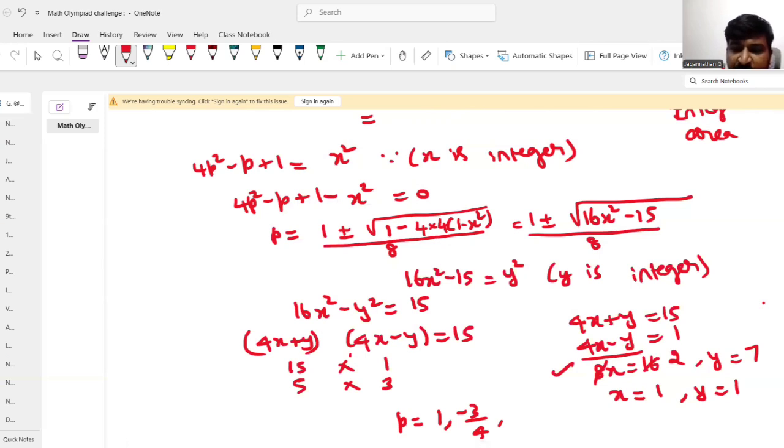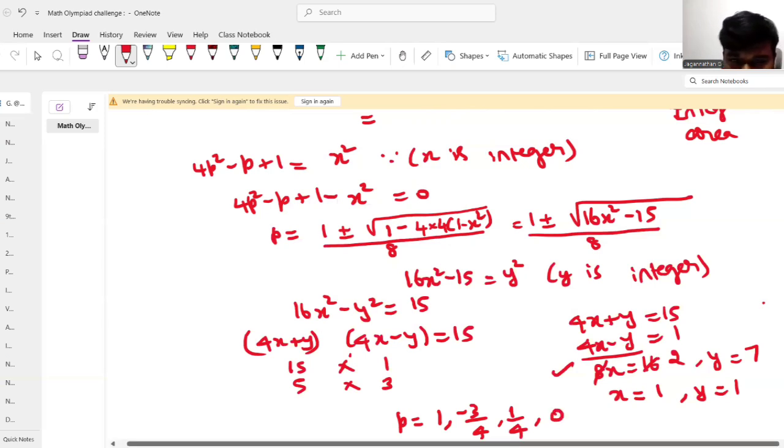Substituting x equal to 1, I'll get 16 minus 15, 1. 1 plus or minus 1 by 8. 1 plus 1, 2 by 8 will become 1 by 4. 1 minus 1, 0 by 8 will become 0. So we got 4 rational values.